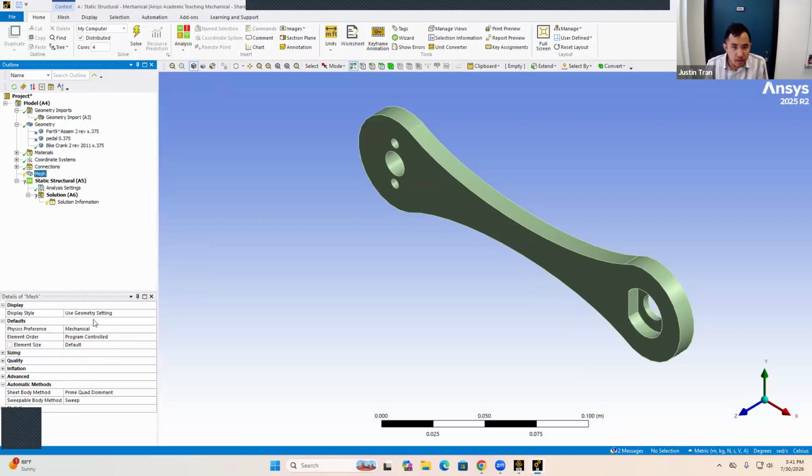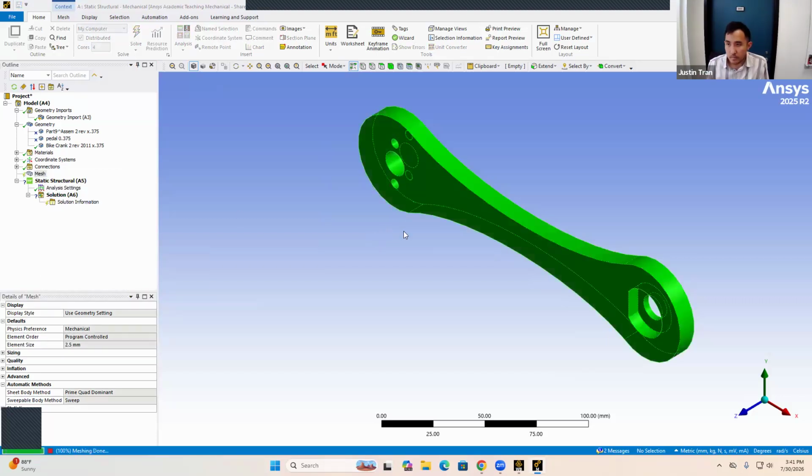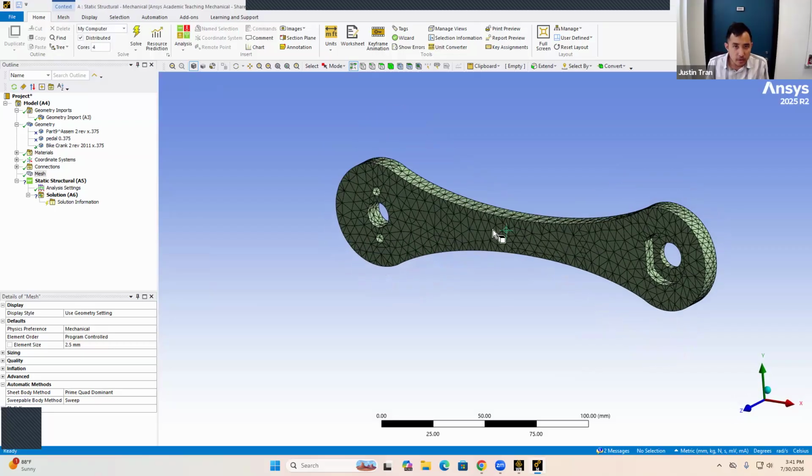Let's go ahead and generate a mesh again. Let's change this to millimeters here, and set this to be 2.5 millimeters for the mesh. Let's generate that mesh pretty quickly. Okay, that looks good.